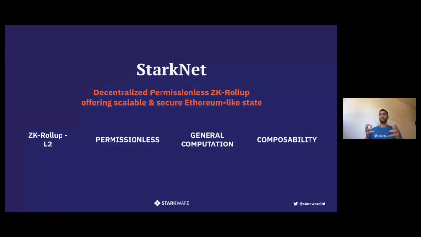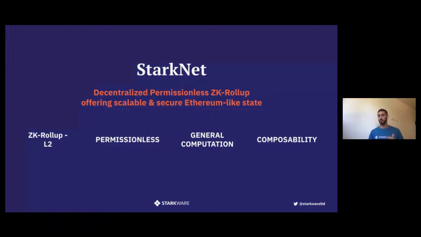Generally speaking, the mechanism of a ZK-Rollup is that each state transition is proved by a proof, and the proof is verified on L1. The state transition only occurs if a valid proof was generated and verified on L1. This mechanism, along with the fact that the data is published on L1, means that the security of StarkNet is exactly the security of Ethereum.